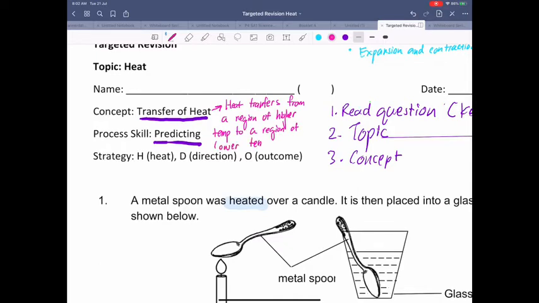Now, sometimes I would use short form, like instead of spelling temperature in full, I would just put temp. But please, in exams, for your sake, spell it in full. Alright? I'm going to just highlight higher temp to a region of lower temp. So, right off my mind, I already know that this is the key idea for the concept of heat transfer. When I'm doing this question, I should be applying this key idea.